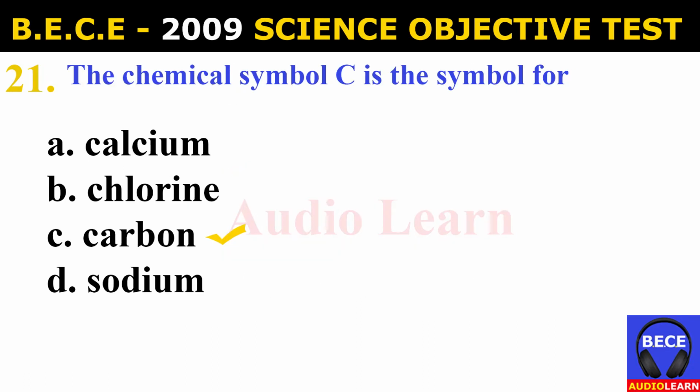Number 21. The chemical symbol C is the symbol for A, calcium. B, chlorine. C, carbon. D, sodium. And the answer is C, carbon. The chemical symbol C is the symbol for carbon.